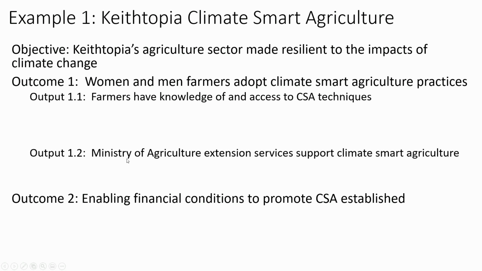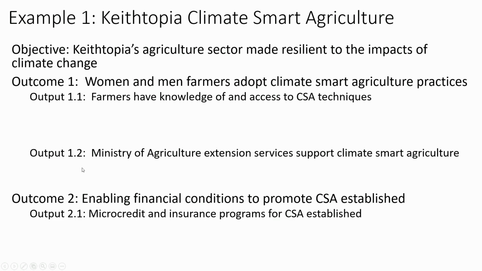What else? We also have the Ministry of Agriculture, the extension services. They need to support climate smart agriculture. That's another thing that I need to provide. The Ministry of Agriculture needs to know how to train farmers or to help farmers and to conduct outreach to farmers. And then down here in outcome 2, what do I need? I need a microcredit and insurance program for climate smart agriculture. We need to establish these things. So those are the products that I'm going to create.